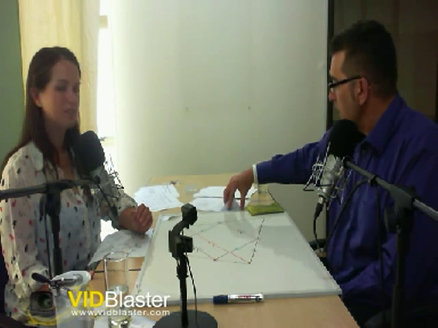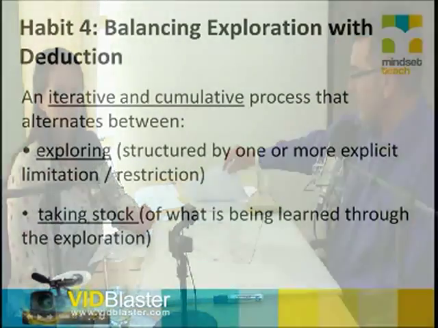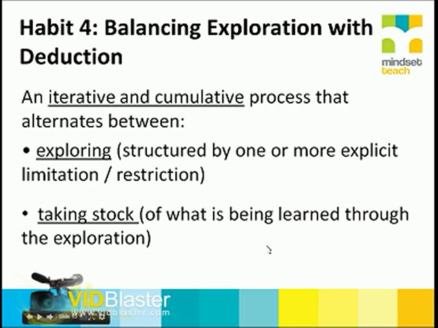Exactly, yeah. Now, let's say, for instance, I want to move to habit 4 because I think this is a nice example of what habit 4 is saying. Habit 4 is saying balancing exploration with deduction. Now, they're saying this is an iterative and cumulative process. You need to explain those two words to me, please. Iterative means you repeat the process over and over and over. And every time you repeat the process, you refine something. Okay. Now, that is the analogy of the definition, chopping away at the working definition.